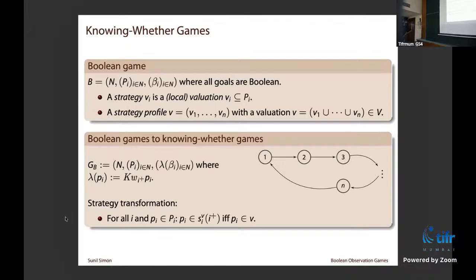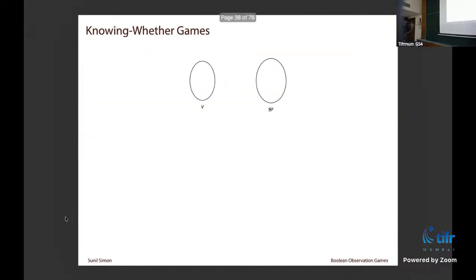So this you can do, and essentially what you can show is that you have the set of all valuations over propositions on one side, and you can map everything into these globally uniform strategies on the other side. Now, the set of globally uniform strategies can be much larger than the set of propositions, simply because you don't care about what happens to the other players.